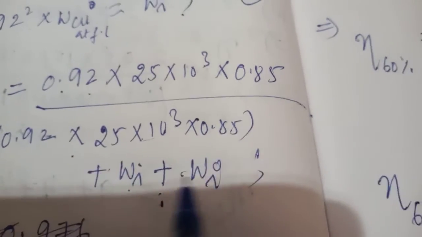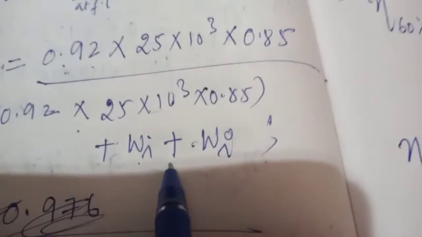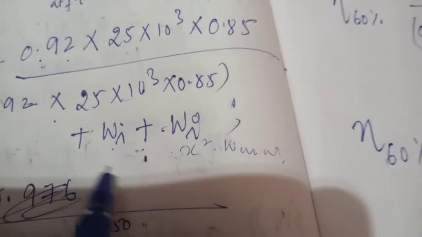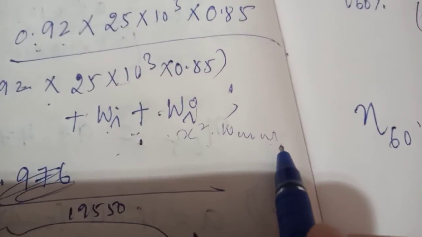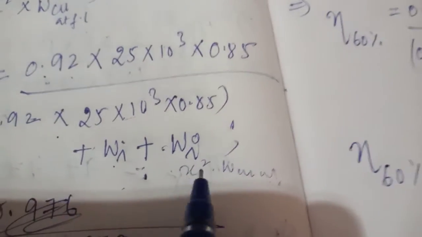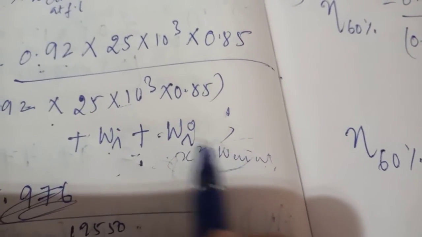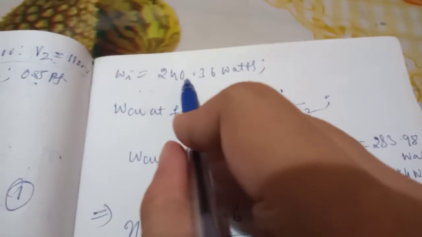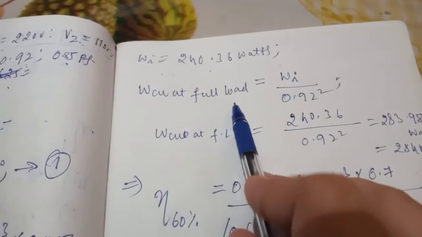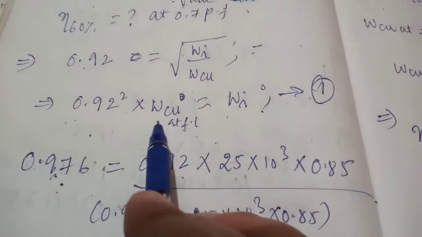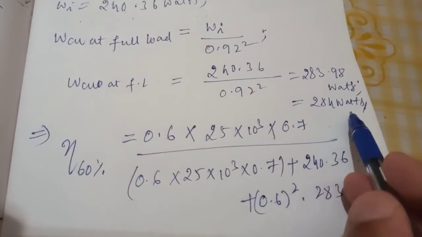At this particular load, Wi must be equal to WCU, which means Wi must be equal to x square times the WCU at full load. Because Wi is a constant loss, WCU will be varying with respect to x. So that's why this must be equal to this. Instead of writing x square into WCU, I am writing Wi. So it yields 240.36. Now from equation number 1, WCU at full load is equal to Wi divided by 0.92 square. So it yields around 284 watts.